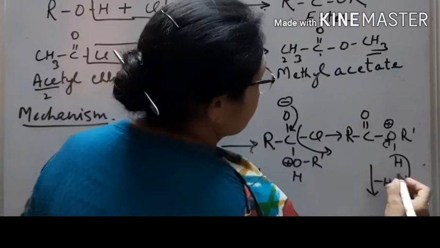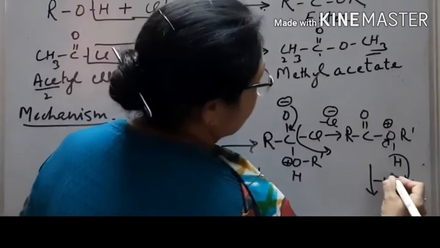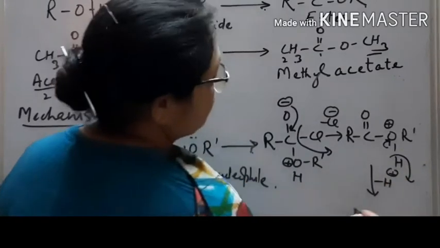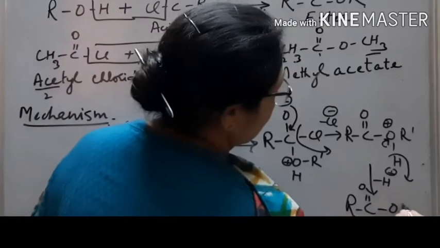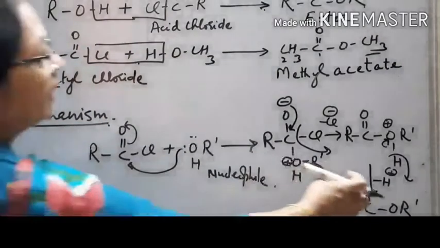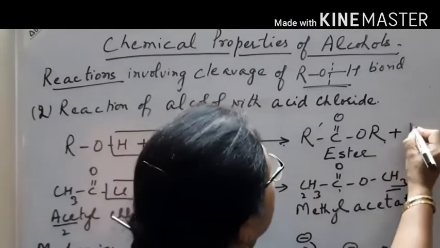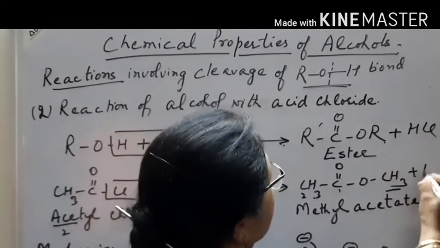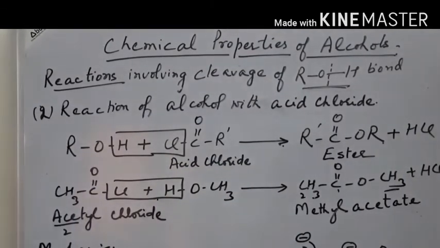Minus Cl negative and minus H positive, RCOO dash, ester is formed, and one H positive and one Cl negative is removed in the form of HCl, right? That is the reaction of alcohol with the acid chloride.